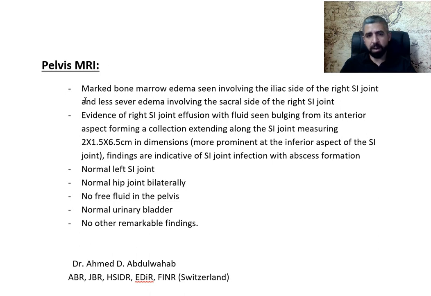So in this case, my own report was: there is a marked bone marrow edema involving the iliac side of the right SI joint and less severe edema involving the sacral side of the right SI joint, with evidence of right SI joint effusion with the fluid bulging from its anterior aspect, forming a collection extending along the SI joint, measuring 2 by 1.5 by 6.5 cm in dimensions, and it's most prominent at the inferior aspect of the SI joint. Findings are indicative of SI joint infection with abscess formation. Normal left SI joint, normal hip joints bilaterally, no free fluid in the pelvis, normal urinary bladder, and no other remarkable findings. So this was our report.